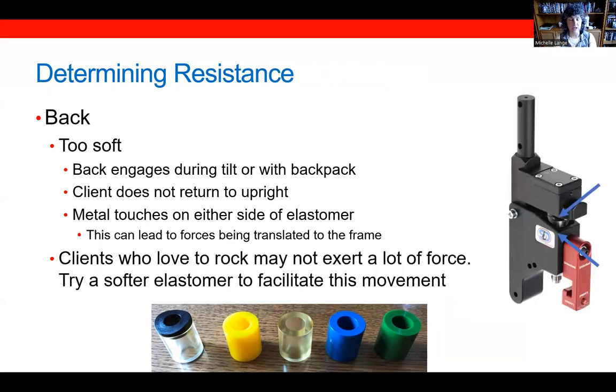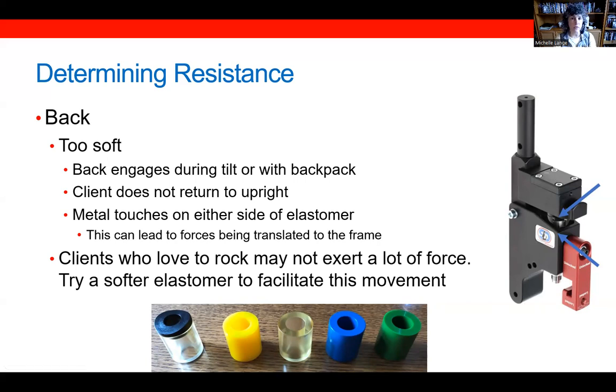If the elastomer is too soft for this individual, the back may engage simply during a tilt or if there's a backpack on those push canes. The client also may not readily return to upright. And in the worst case scenario, if this is really soft, you might notice that these two metal edges actually can come in contact with each other. Again, now we've taken the elastomer out of the equation, and forces can translate through this to the frame, and that could even lead to damage.